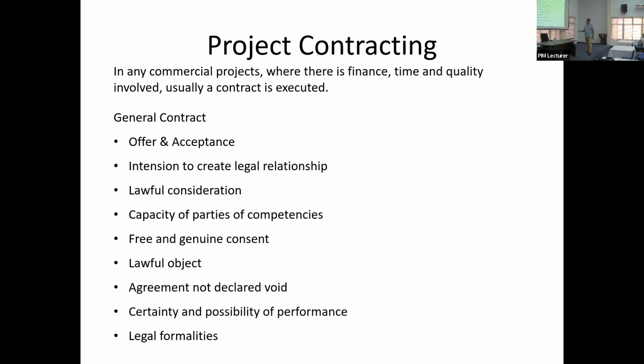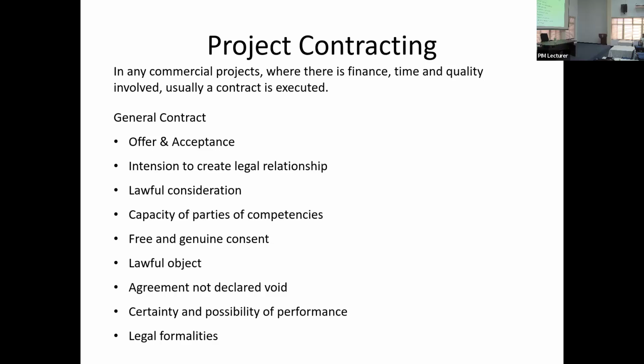So like that. Lawful object. So you are going to achieve something lawful. You can't say go and shoot that person and come, here's the contract. Right? Agreement not declared void. So it has to be an agreement that is not voidable.